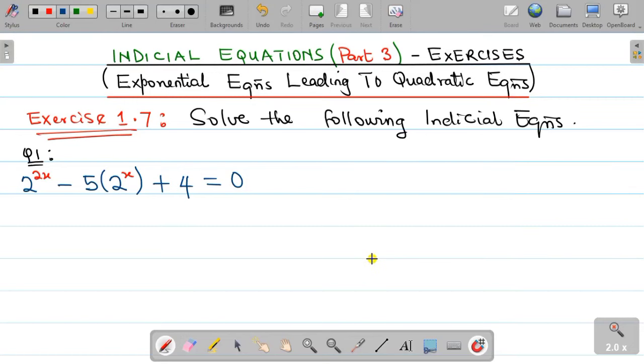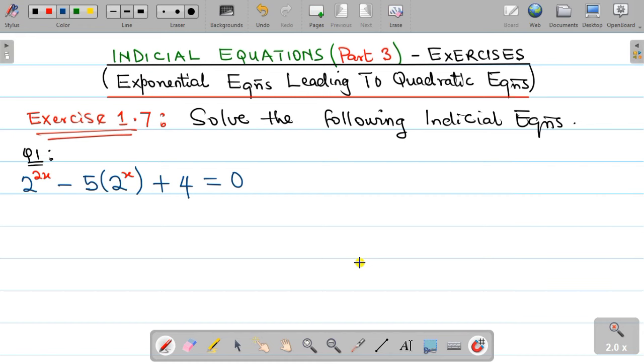Indices equations, part 3 of my exercises. And like I said in the previous video, which was a live session, this is going to be the last part for indices. Remember, this is the third set of exercises we are taking under this topic. Remember again that this is me using exercises to teach the concepts of the topic.